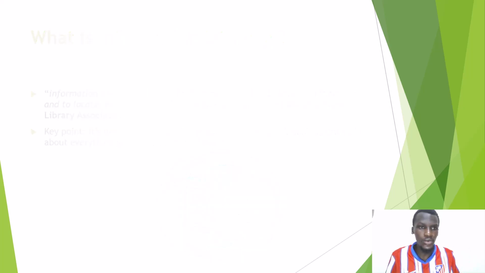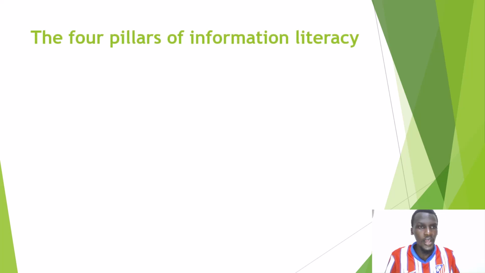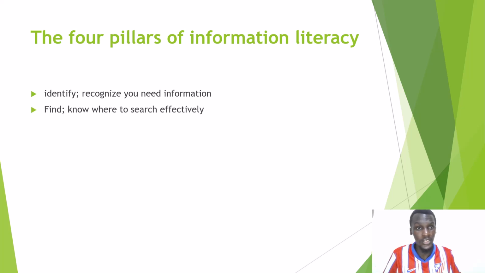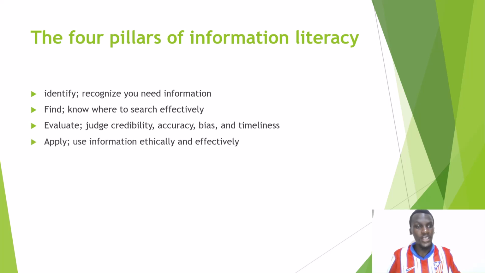So let's continue. The four pillars of information literacy are to identify, you recognize that you need the information; then you should be able to find that information; you should also be able to evaluate it and apply it. So the four pillars are to identify, to find, to evaluate, and to apply.